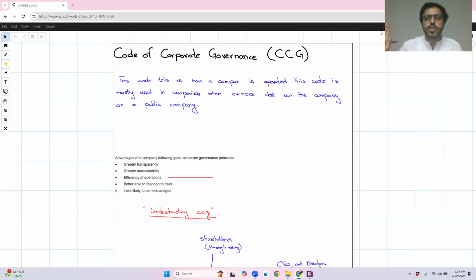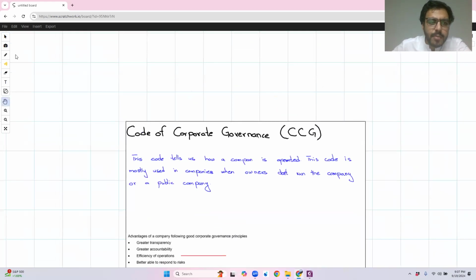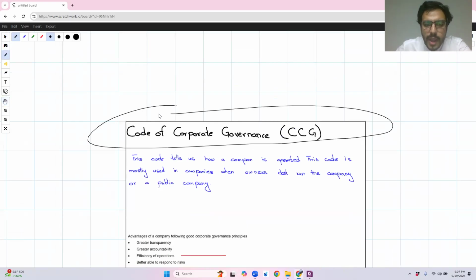So what is CCG overall? Code of Corporate Governance. If you remember your FBT exam, or even if you're not from ACCA, you might know what CCG is on a basic level. Basically, CCG tells us how to run a company. That is what CCG is, how to run a company.